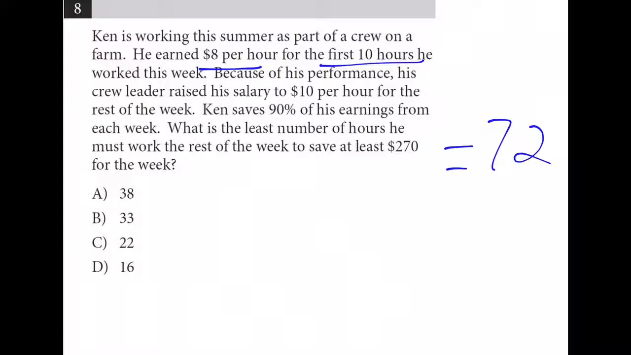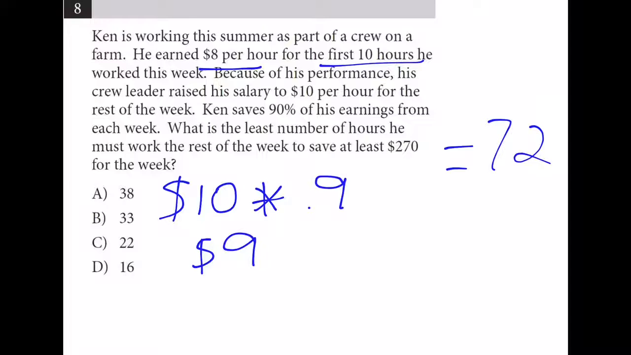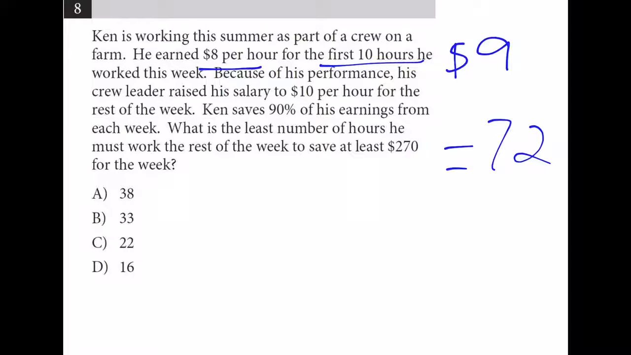For the rest of the week, he's earning $10 per hour. And if you take $10 per hour and multiply that by 90%, or 0.9, you just get $9 per hour. So instead of calculating how much he earns and then how much he saves, we can instead say that he saves $9 per hour. The final piece of the puzzle is this at least $270 for the week.